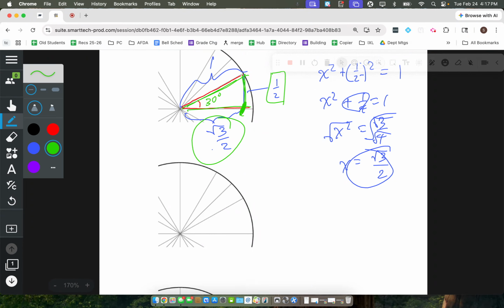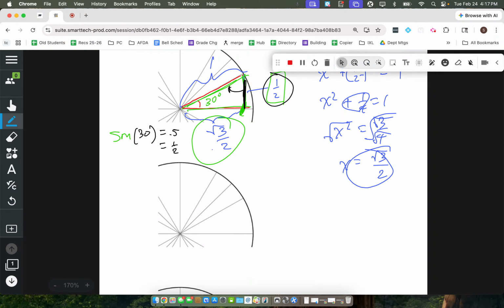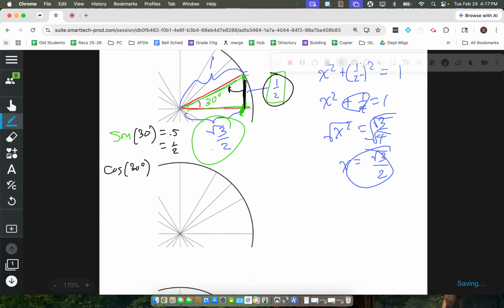Now you want to know something freaky? Not freaky. What is the sine of 30? The sine of 30, if you put it into a calculator, is 0.5. It's exactly 1/2. Well, that makes sense, right? Because it's the opposite over 1. Anything over 1 is just itself. And what's the cosine of 30 degrees? It's this, right? Because this is the length of this side over the hypotenuse, which is 1, so you don't bother putting it over 1. Divided by 1 is just the same.